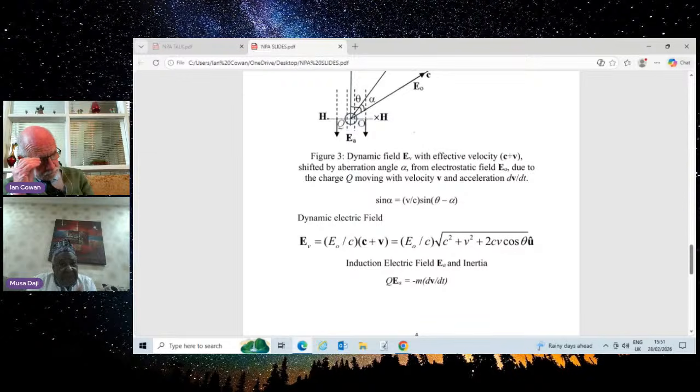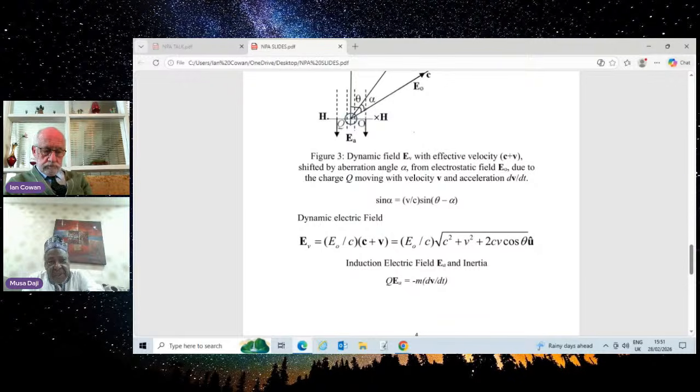Now, this electric field is a reaction due to acceleration. It's a reaction of acceleration. To every action, there is an equal and opposite reaction. That's Newton's third law.